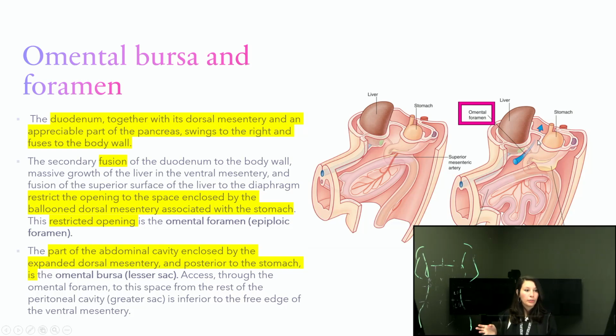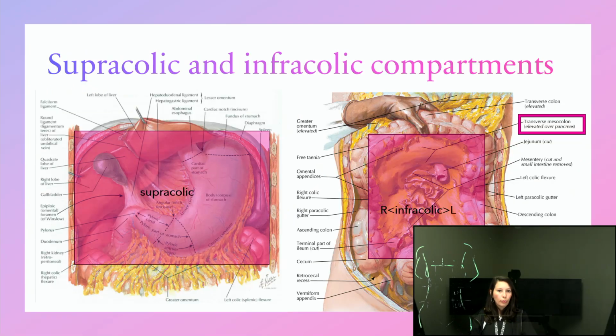the cadaver. You're going to be able to quite literally insert a structure like a probe on that area, for example. And then the part of the abdominal cavity enclosed by the expanded dorsal mesentery and posterior to the stomach is the omental bursa or lesser sac. So that's super important also for your lecture test.